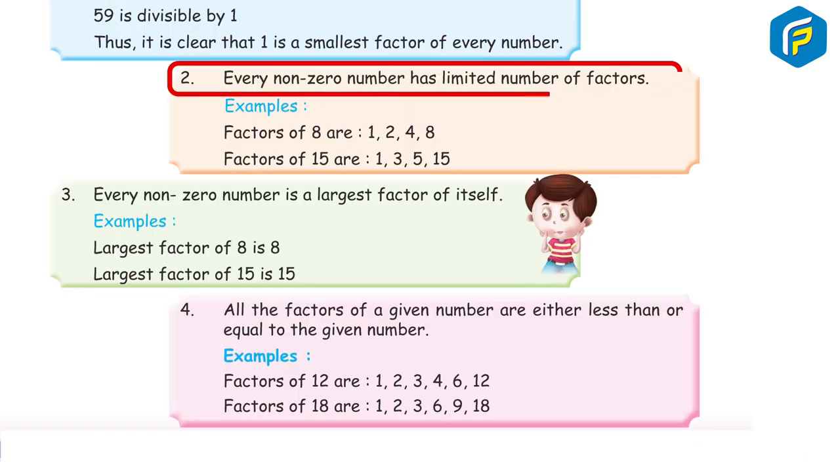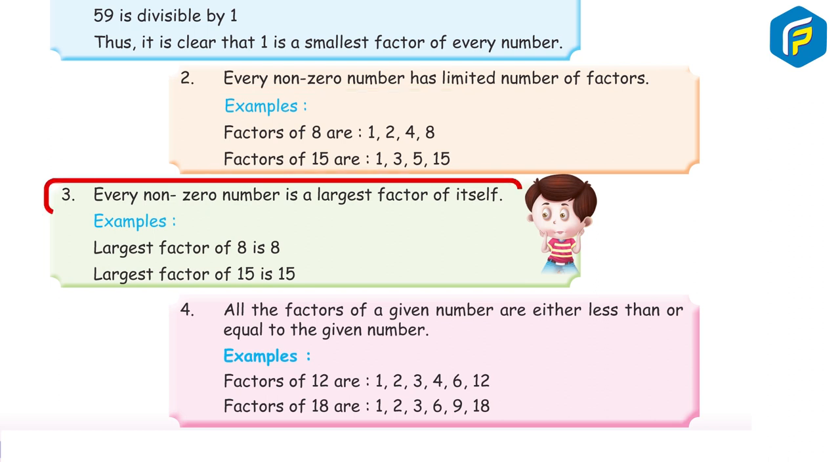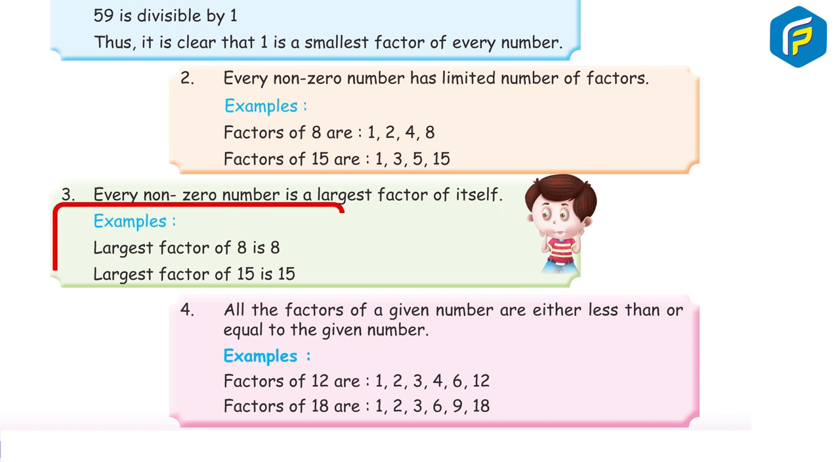2. Every non-zero number has a limited number of factors. Example. Factors of 8 are 1, 2, 4, 8. Factors of 15 are 1, 3, 5, 15. 3. Every non-zero number is the largest factor of itself. Examples. Largest factor of 8 is 8. Largest factor of 15 is 15.